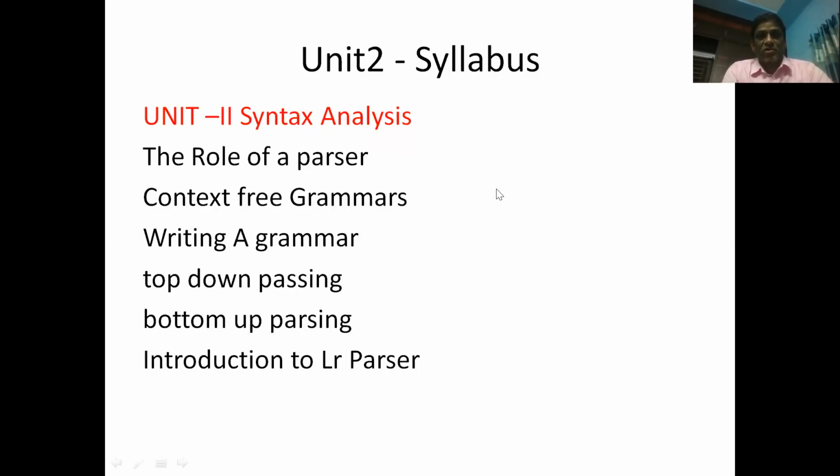First, we will discuss the role of a parser, the jobs done by a parser, and then the basic concepts required to begin designing parsers, which are context-free grammars, writing grammars, top-down parsing. Sorry, this is actually a mistake. Parsing it is, bottom-up parsing, and then introduction to LR parsers. We will begin designing from here onwards.